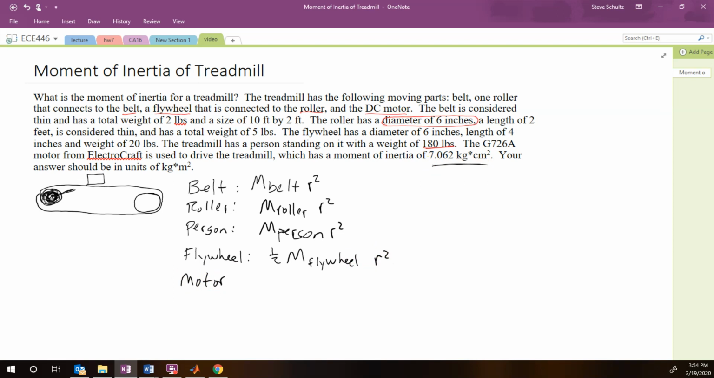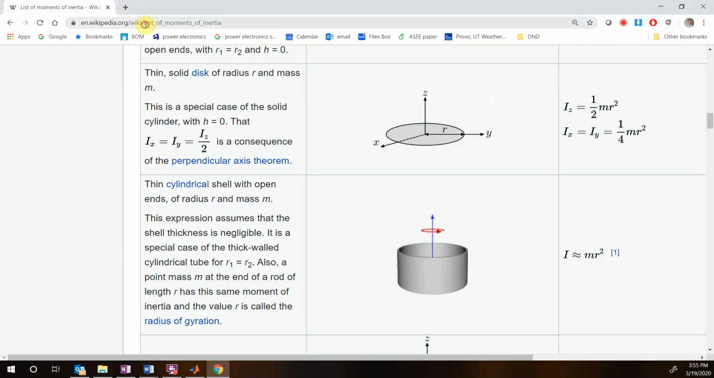So we have all of these differences. The belt has 2 pounds. The roller is 5 pounds. The person is 180 pounds. And the flywheel is 20 pounds. So we're going to have to convert all of these over.